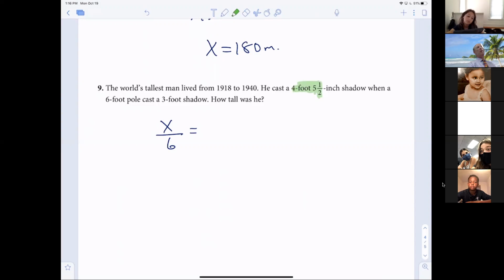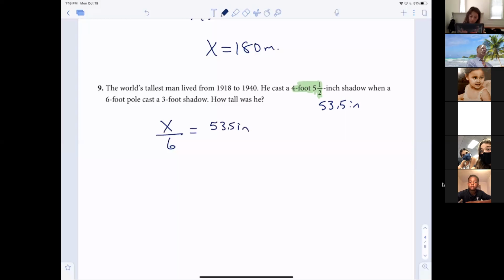So how do I do 5.5? Yeah, you can do that. So do that. 48 plus 5.5. 53.5 inches. So that's how many inches it is. Okay? Uh-oh. So we're going to do what? Wait a minute now. 53.5 inches.